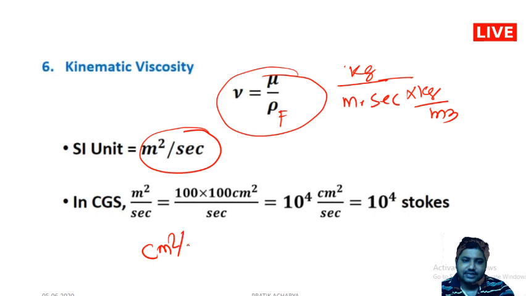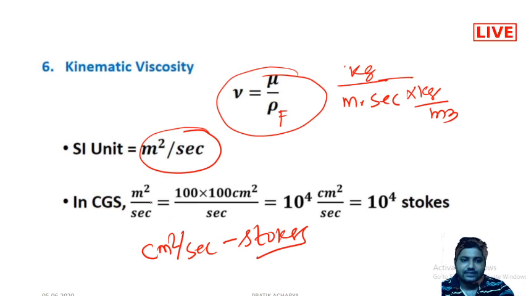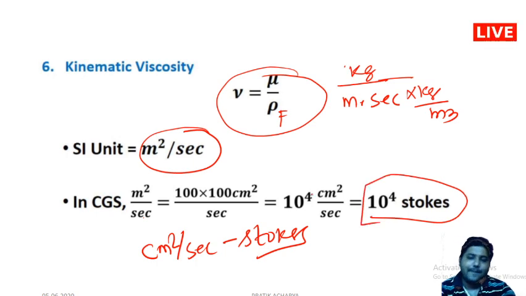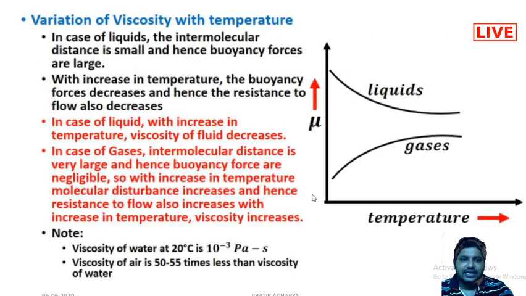In CGS, the unit is centimeter square per second, and this is called stokes. So 1 meter square per second is 10 to the power 4 stokes. This is the problem you solve.